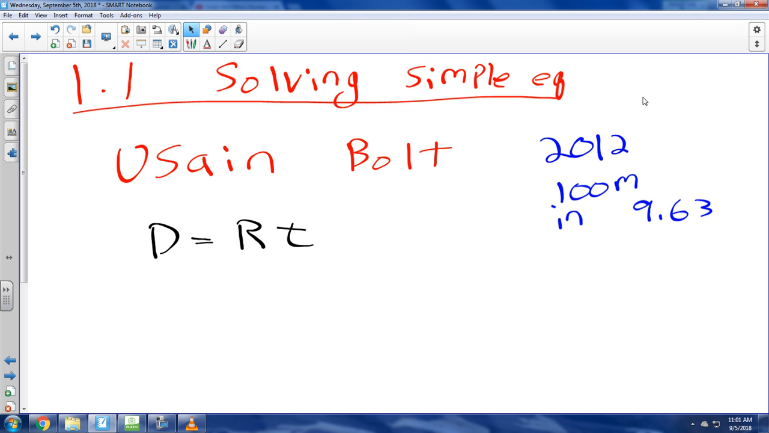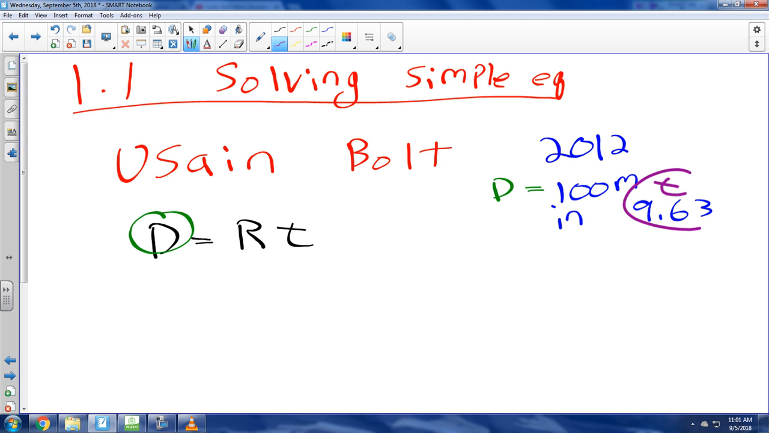Well, if we were to look at this, what of those numbers is distance? 100 meters. So this is your distance, okay? Equals rate times time. Well, what is your rate? Do we know the rate or do we know the time? We know the time. So let's go ahead and plug in what we do know. We know that Usain Bolt went 100 meters, but we don't know the rate, so we'll leave that as, do you want to leave it as r or x? It's your choice. You want to leave it as r? Is that okay?